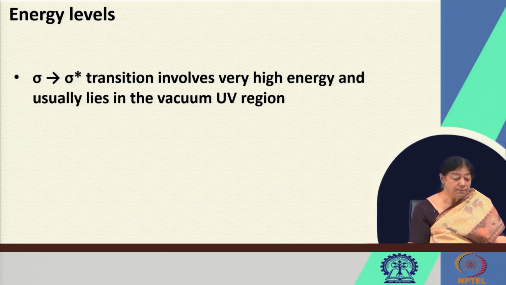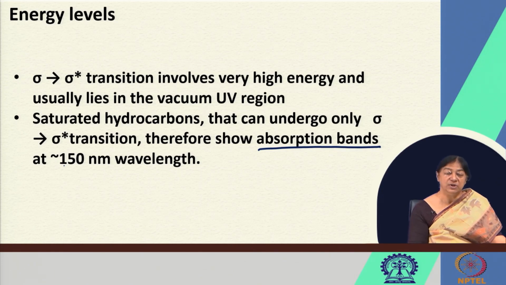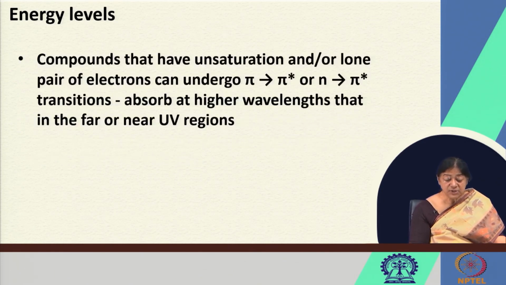Now how was that known? From the energy value, we can calculate the lambda, and from the lambda value we can determine which region of the electromagnetic spectrum this falls into. So we have saturated hydrocarbons that undergo sigma to sigma star transitions only and show absorption bands around 150 nanometer wavelength.